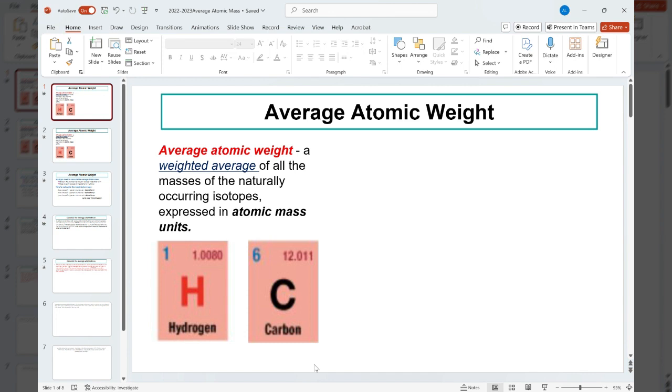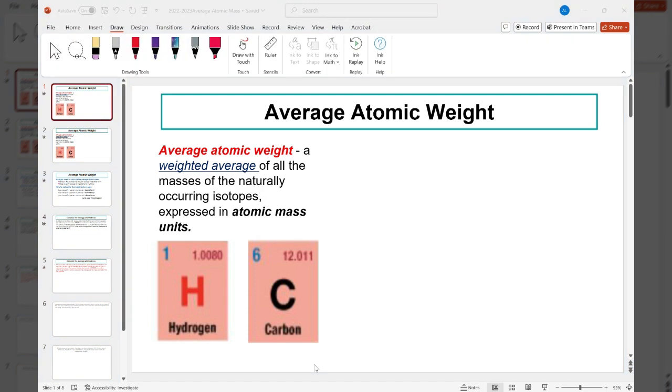Okay, so it is a weight, but it is the mass or the weight of all of the element's naturally occurring isotopes. However, it's a weighted average. So first of all, I want to give you an example of isotopes.